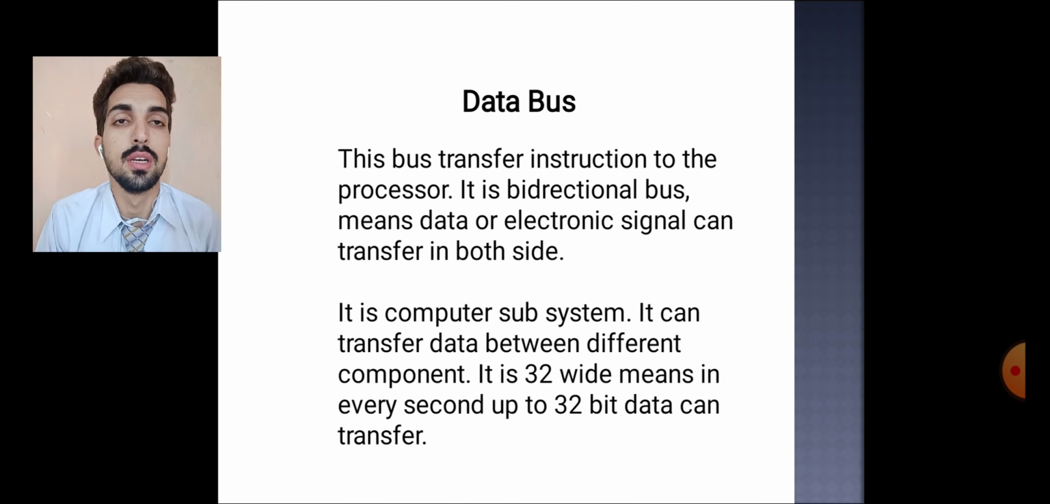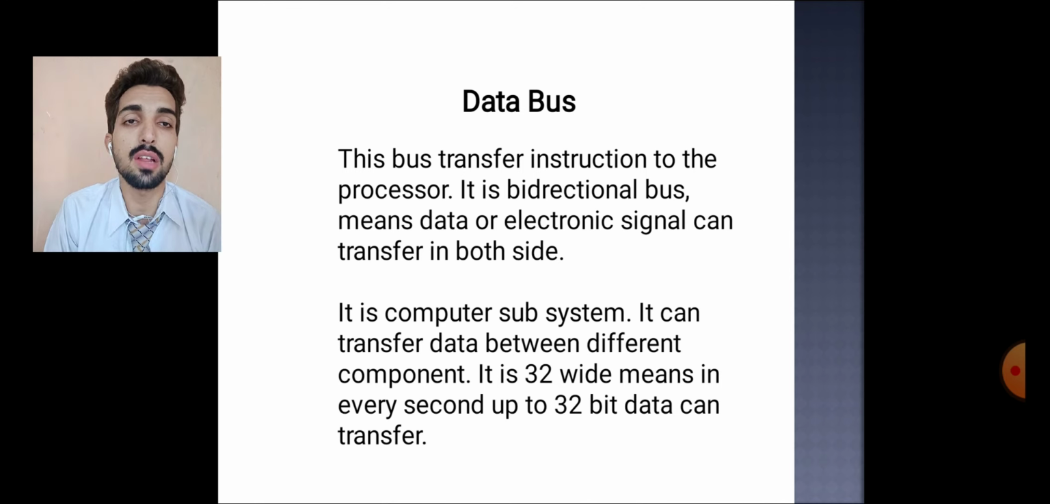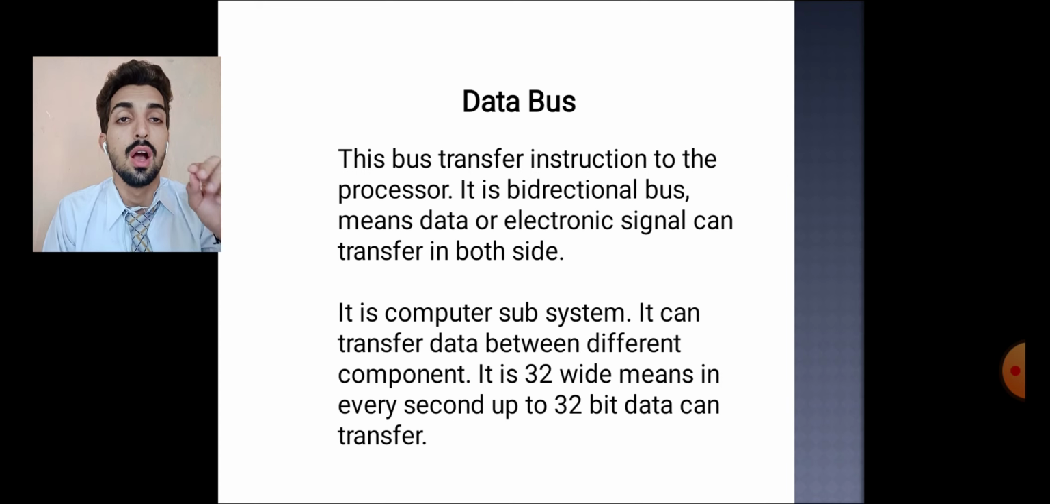Data bus. This bus transfers instructions to the processor. It is a bidirectional bus, meaning data as electronic signals can transfer in both directions. This is a computer subsystem that can transfer data between different components. It is 32-bit, which means 32 bits of data can transfer at a time.